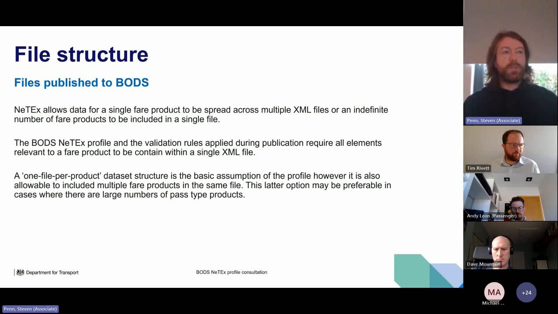So the NeTEx profile and validation rules that are applied during publication to BODS require all elements relevant to a fare product to be contained in a single XML file. So what we're saying there is that the basic assumption is, at minimum, we're expecting to see one file for a product as the dataset structure. However, the profile is written in such a way that it does not preclude you from including large XML files that include lots of products in the same file. And that latter option is sometimes preferable when you're dealing with large numbers of network files, such as day, week passes. You might want to store them in the same XML file. So the profile allows that to be done both ways, but what it specifically precludes is you separating parts of a product across multiple files.